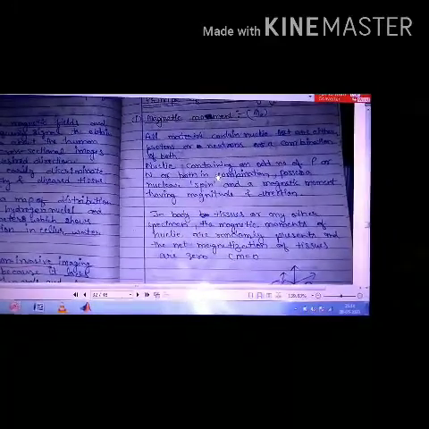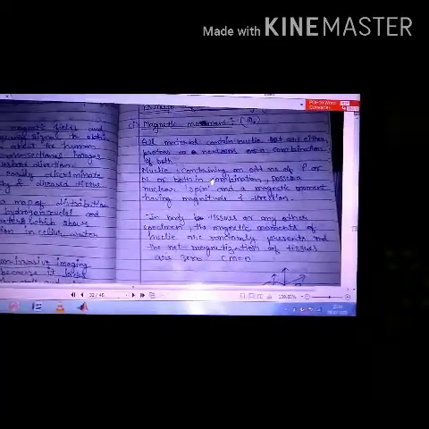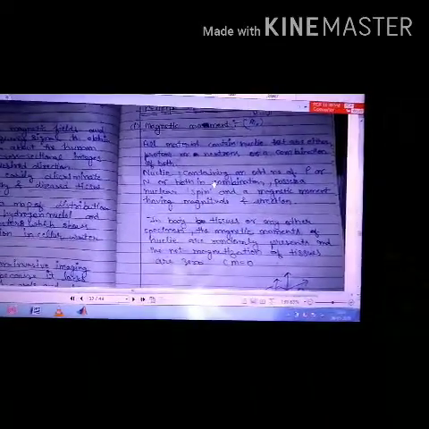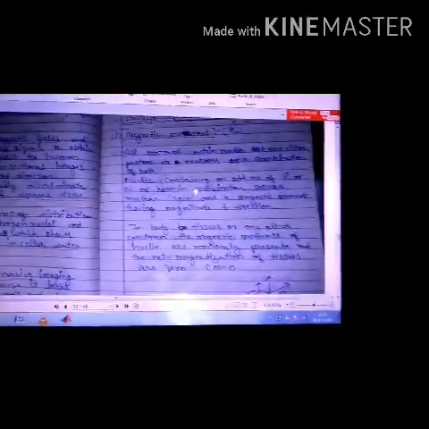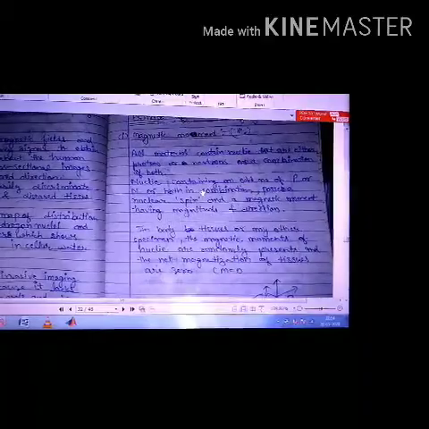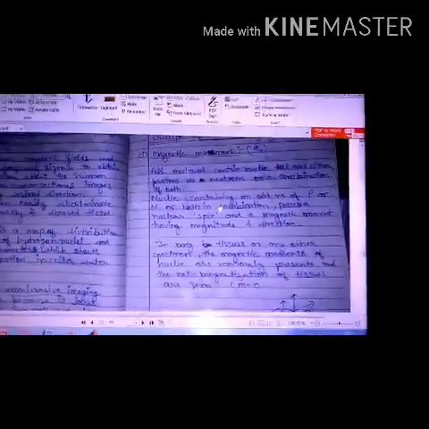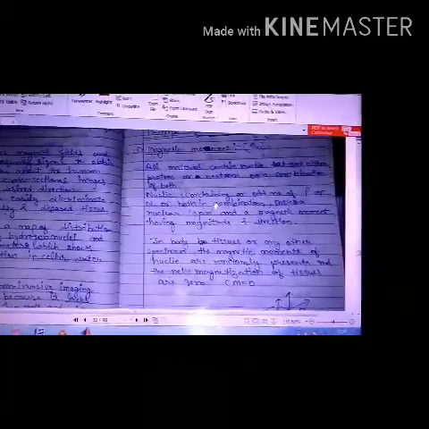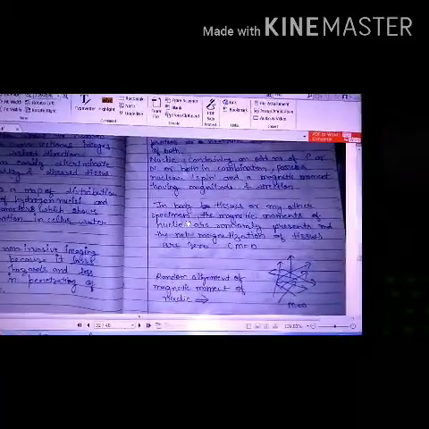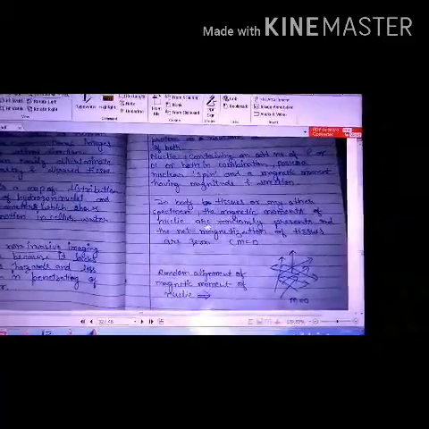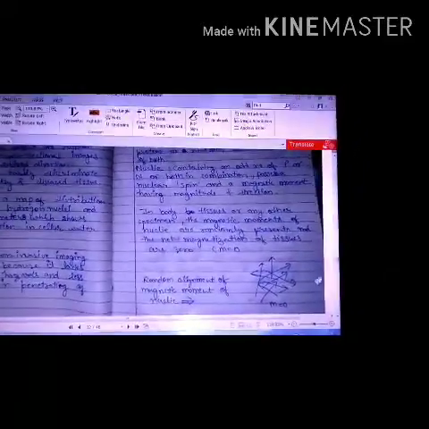So nuclei contain an odd number of protons or neutrons or both in combination, and therefore they possess a spin or a magnetic moment having magnitude and direction. So whatever these electrically charged particles are, protons, neutrons or their combination, they have a nuclear spin and they have a magnetic moment in a particular direction. So in a body, tissue or any other specimen, the magnetic moments of the nuclei are randomly oriented and the net magnetization of the tissue is zero.